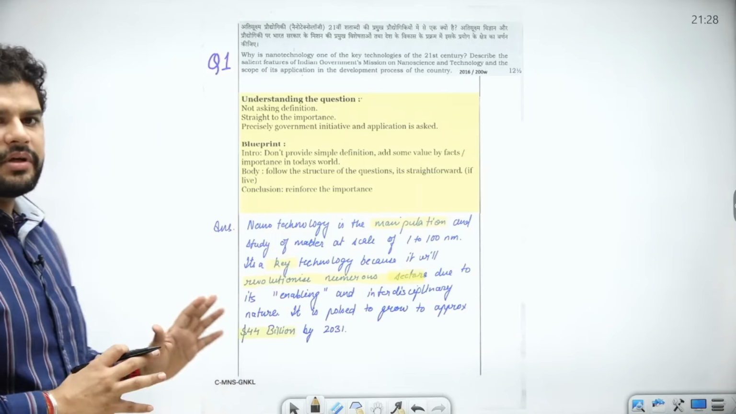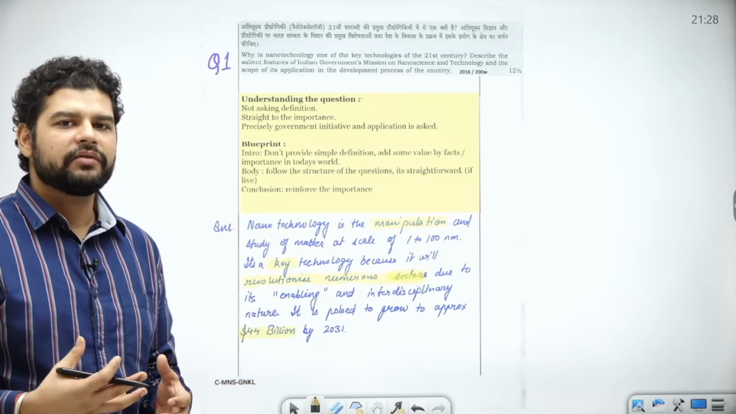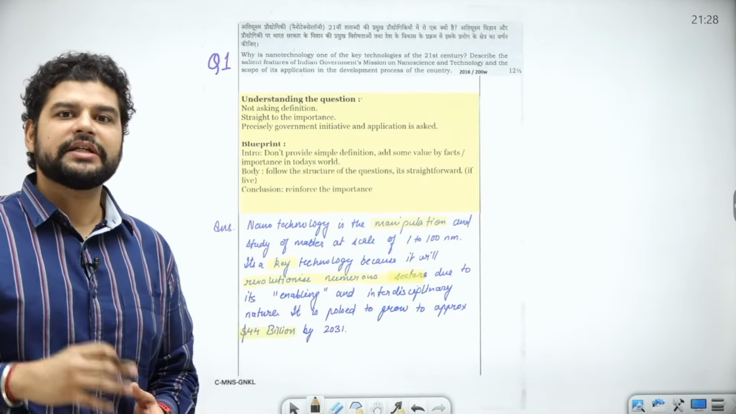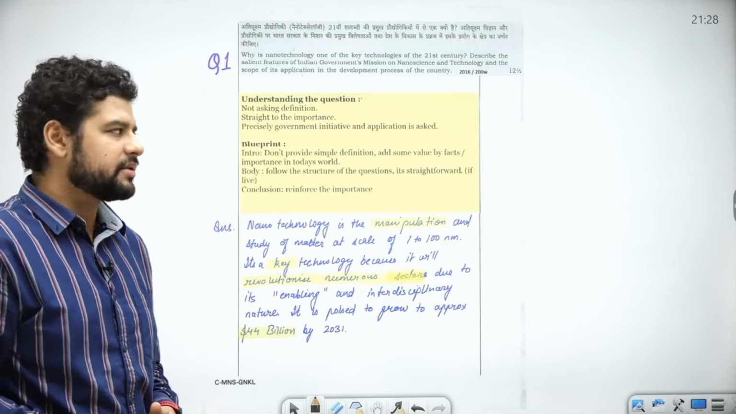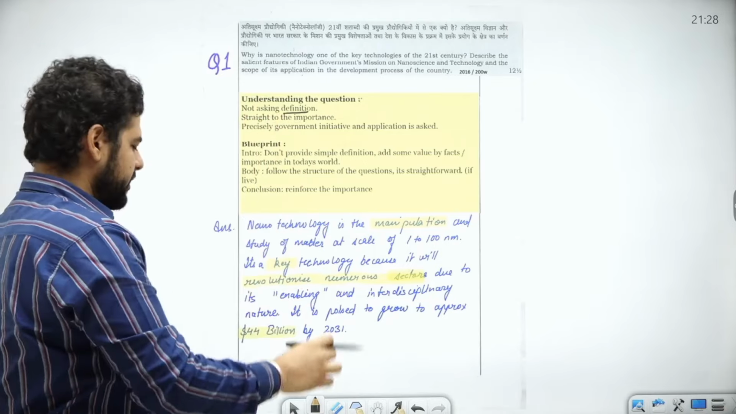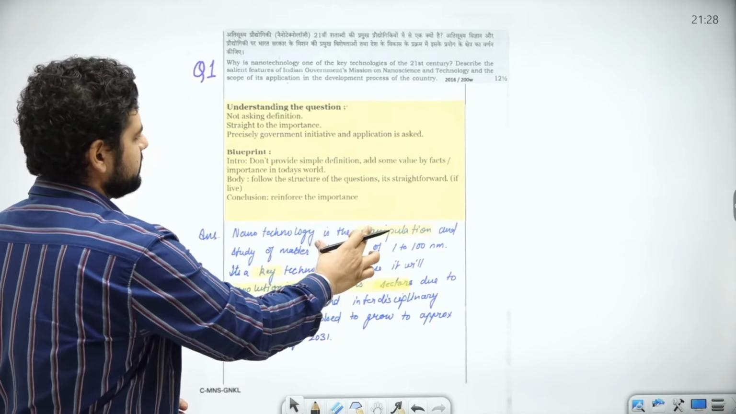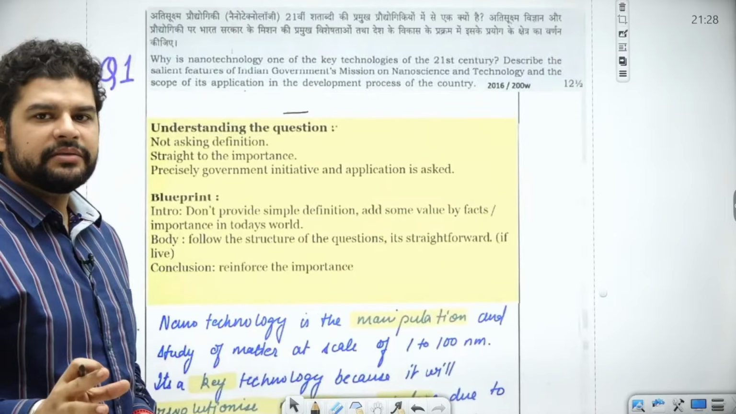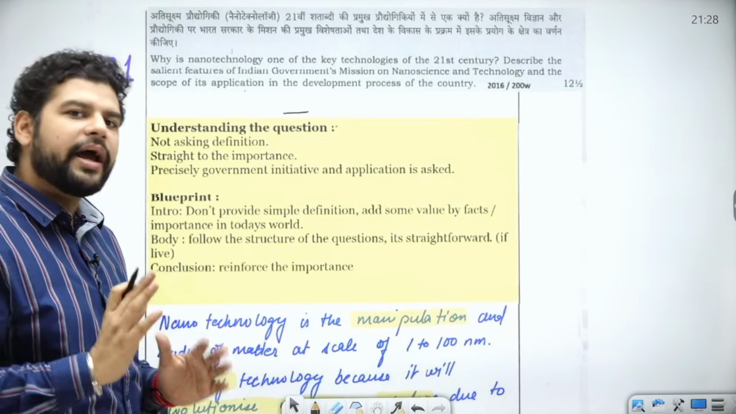So the way I discuss the PYQ, as you know, first I try to make you understand what the question is saying and what the demand of the question is. Secondly, we will see the structure of the answer that you can utilize. So let's understand the question. It is not asking the definition. That's my first point. Please remember this thing, that it is not asking the definition and it is directly asking why it is one of the key technologies. So we have to focus on application.